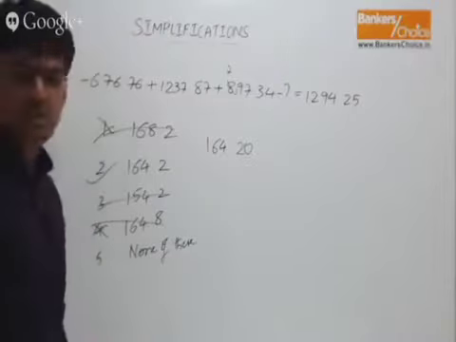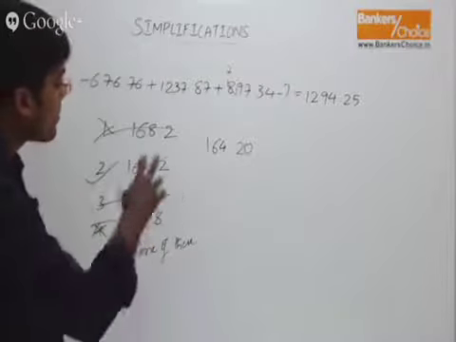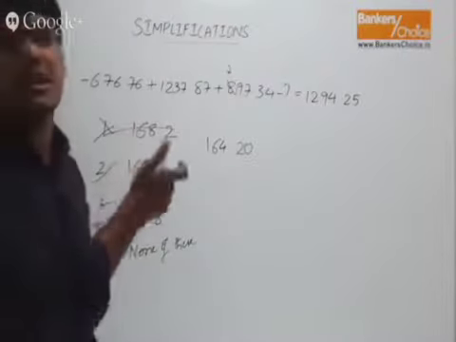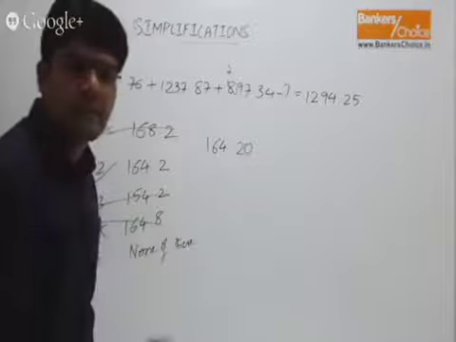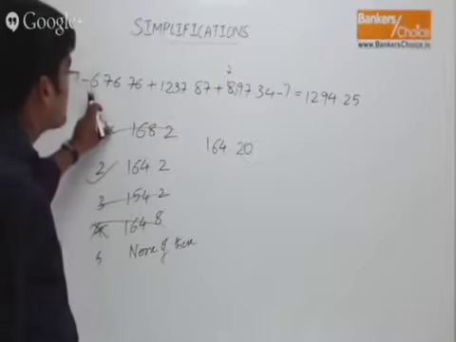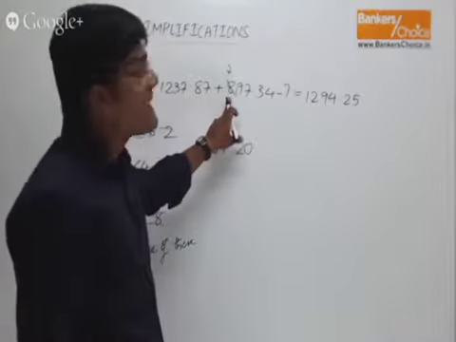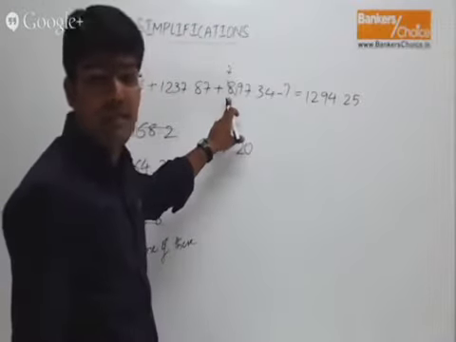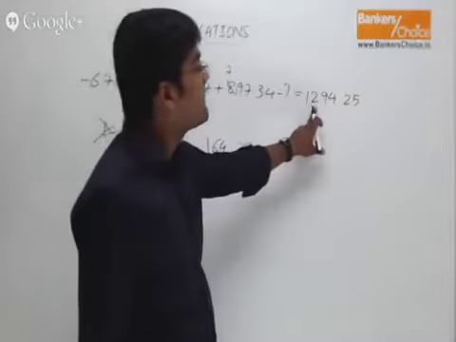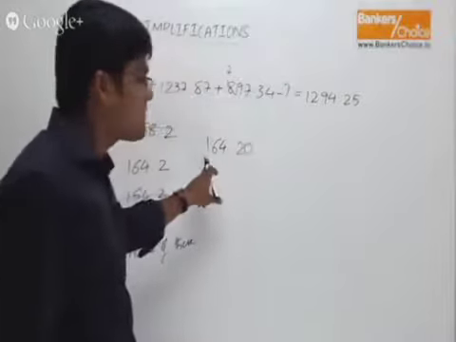164.2. Second option. If at all you are not comfortable in taking both thousands place and hundreds place together, take only the hundreds place. It doesn't matter. So minus 6 plus 2, minus 4, minus 4 plus 7 is plus 3, plus 3 minus 2 is how much? 1. We have got 1.